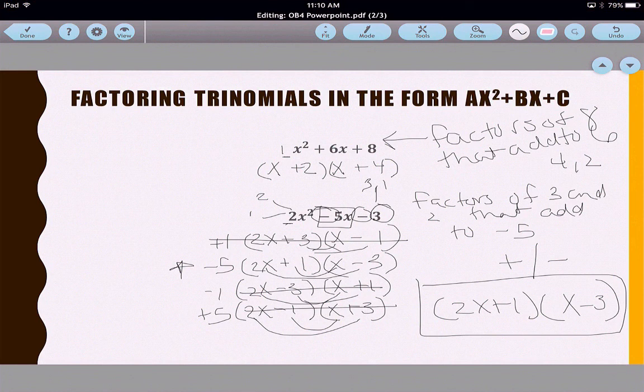Now, you can also use an alternative method. You may have taught this under the AC method or perhaps the box method, but guess and check is tried and true, and it helps you with your mental math skills while we're trying to figure out that middle term, which is really the deciding term.